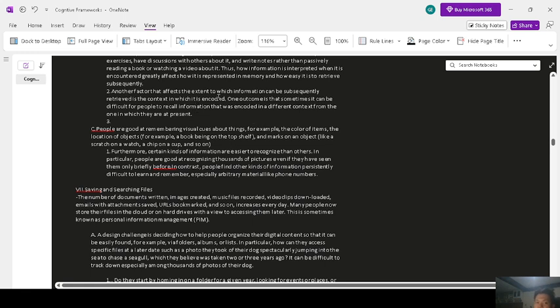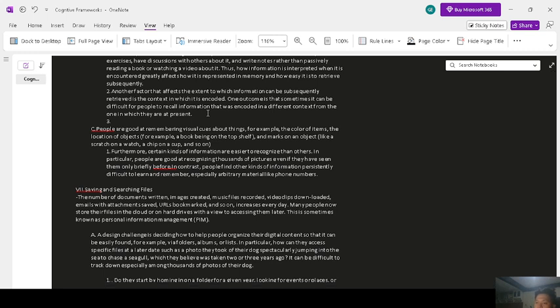Another factor that affects the extent to which information can be subsequently retrieved is the context in which it is encoded. One outcome is that sometimes it can be difficult for people to recall information that was encoded in a different context from the one in which they want it. So sometimes we get used to some information, like we encounter these people at your house, but not on the train. So on the train, you don't recognize them.